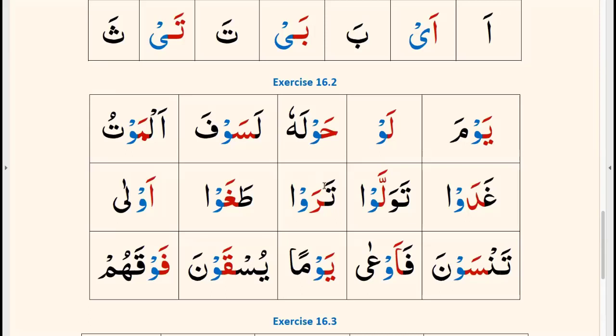Let's start with the tasmiyah. A'udhu billahi minash shaitanir rajim. Bismillahir rahmanir rahim. Very nicely recited. Let's start with this example here. Ta-ta-tar. Try again. Ta-ro-ta-ro. Very nice. Very nice try.